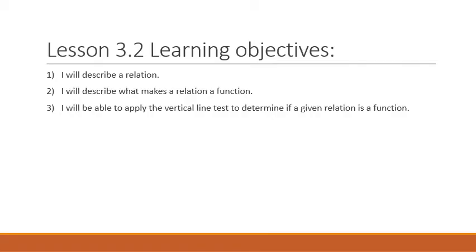So in lesson 3.2 we have three learning objectives. The first one is I will describe a relation. Second, I will describe what makes a relation a function. And the third one is I will be able to apply the vertical line test to determine if a given relation is a function. These are the three things you need to be able to do by the time you are done working on this lesson.